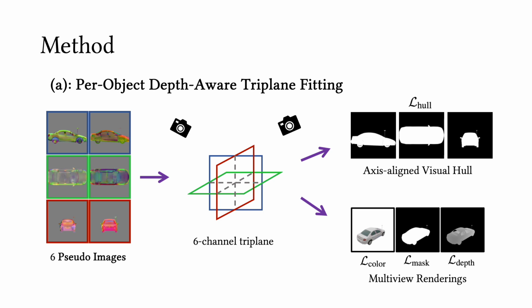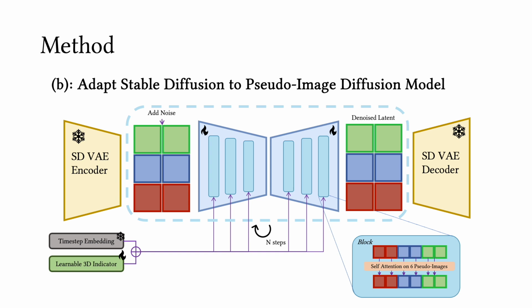Let's delve into our method. First, we have per-object depth-aware triplane fitting. This involves creating an axis-aligned visual hull and a 6-channel triplane from multiple view renderings, effectively converting 3D data into a format that can be used by our diffusion model. Next, we adapt the stable diffusion model to work with our pseudo-image diffusion model. This adaptation allows us to leverage the strengths of both 2D and 3D data in generating high-quality 3D outputs.